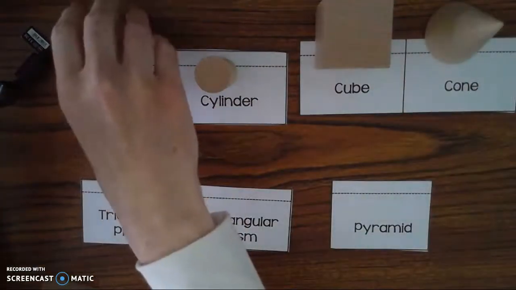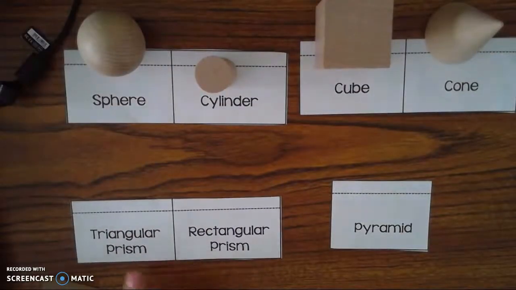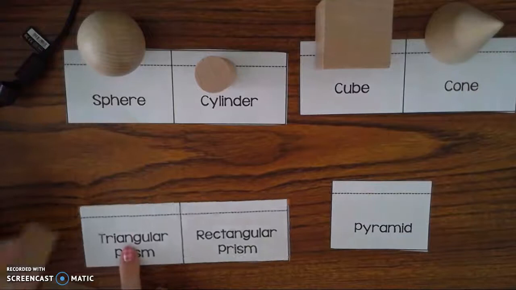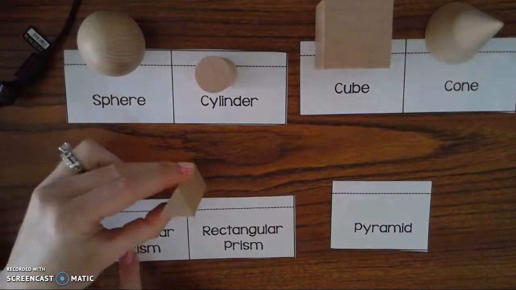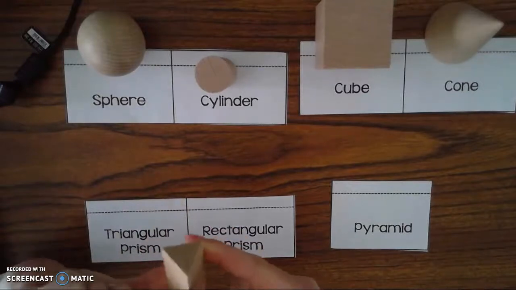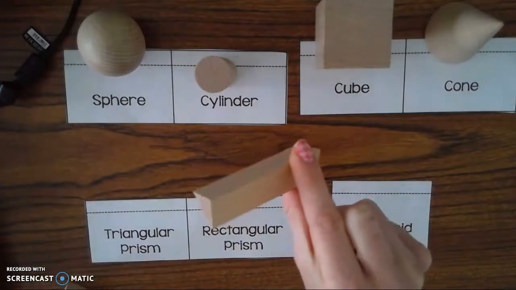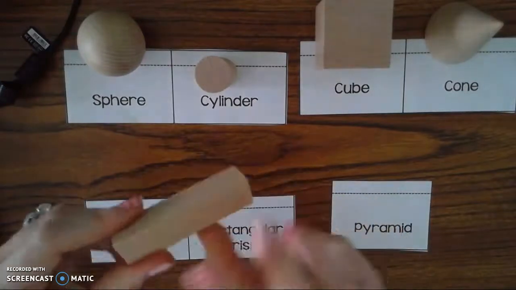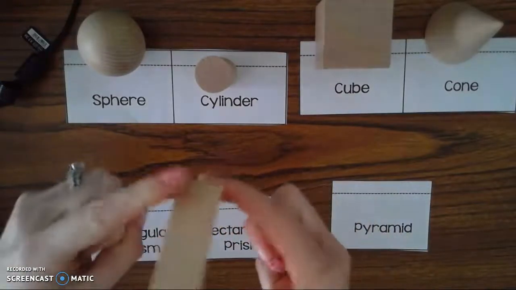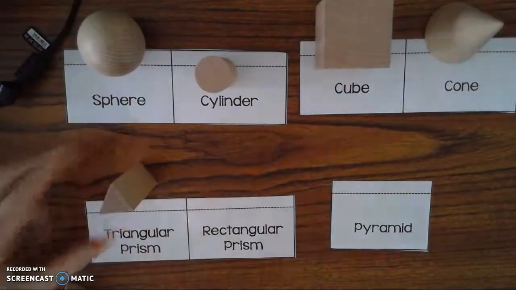All right, next one is a triangular prism. And I can see part of the word triangle in the word triangular prism. And that's just what we're going to see in our shape. Both the front and the back of our shape have a triangle, and it's long and has flat sides on 3 of the sides. Okay, so that's a triangular prism.